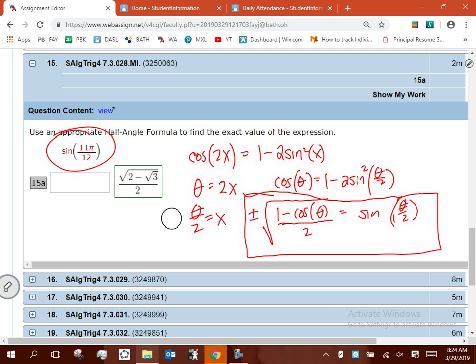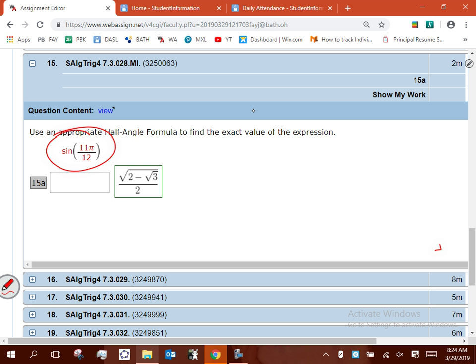Now, what would you guys prefer? Would you prefer to work with radians or would you prefer to work with degrees? Degrees. Okay. So, take 11 pi over 12 and multiply it by 180 over pi. And that's going to give you whatever 11 times 15 is: 165. Okay? 165 degrees. Is that okay? So they're asking the sine of 165 is equal to what exact value?